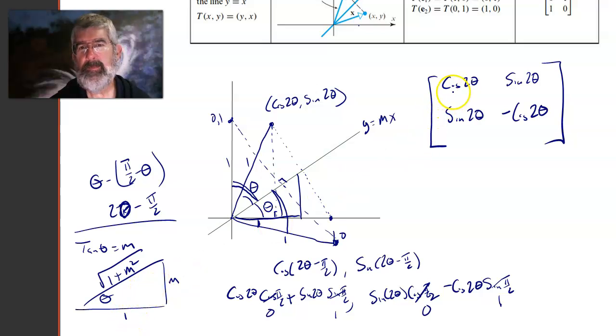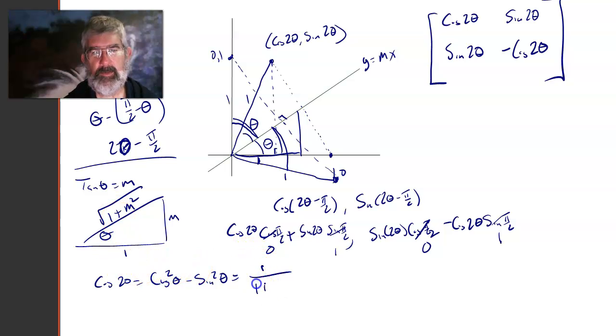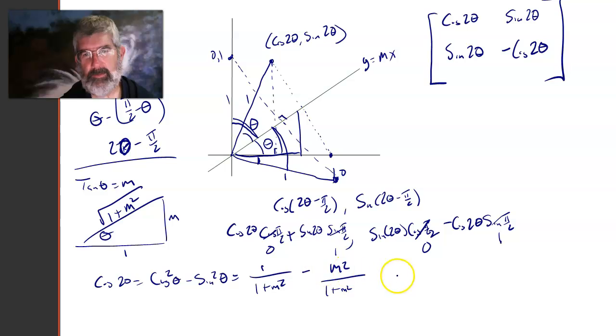So for instance, the cosine of 2 theta is cos squared theta minus sine squared theta, which in terms of m here, the cos of theta is 1 over this, so if I square it, it's 1 over 1 plus m squared. And the sine of theta is m over that thing, so if I square it, it's m squared over 1 plus m squared. And when I subtract those two fractions, I get (1 minus m squared) over (1 plus m squared).